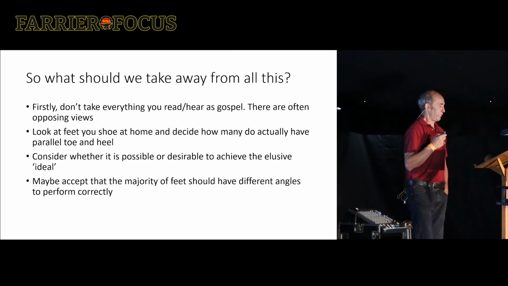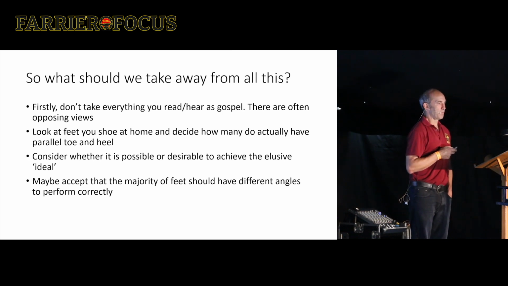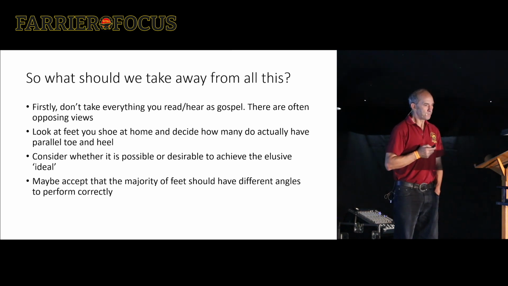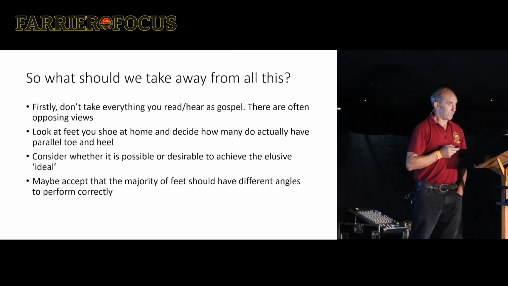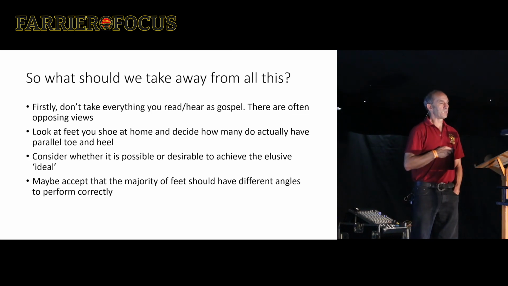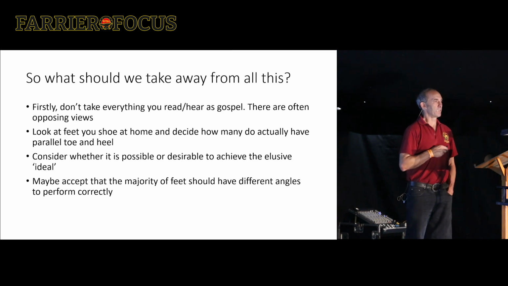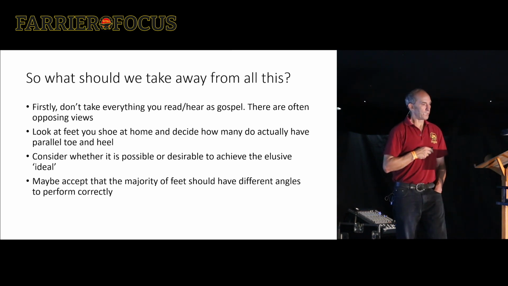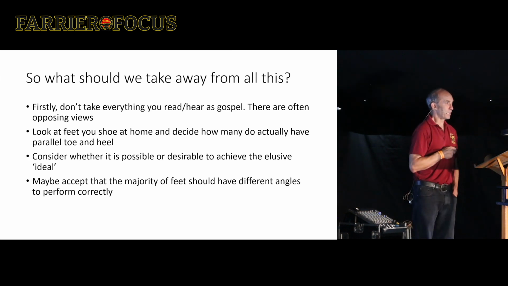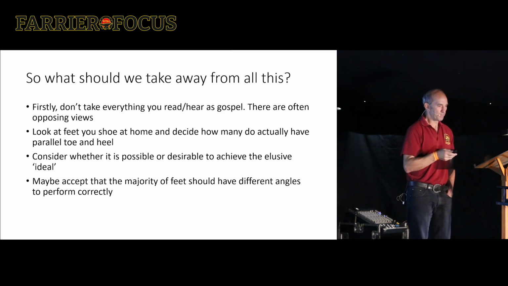Also, I'd be interested if you looked at the feet that you shoe at home, to see what you think. In particular, take notice of the feet that have different pigmentation. They've got white in the foot, they've got black in the foot, and those are the ones that make the different angles most clear. If you can see that there are different angles, I think you should consider whether it's possible or even desirable to achieve that ideal, perfect, well-conformed foot. I have definitely come to the conclusion that we should accept that the majority of feet have different angles, and that's the only way that science and nature can let them perform properly.